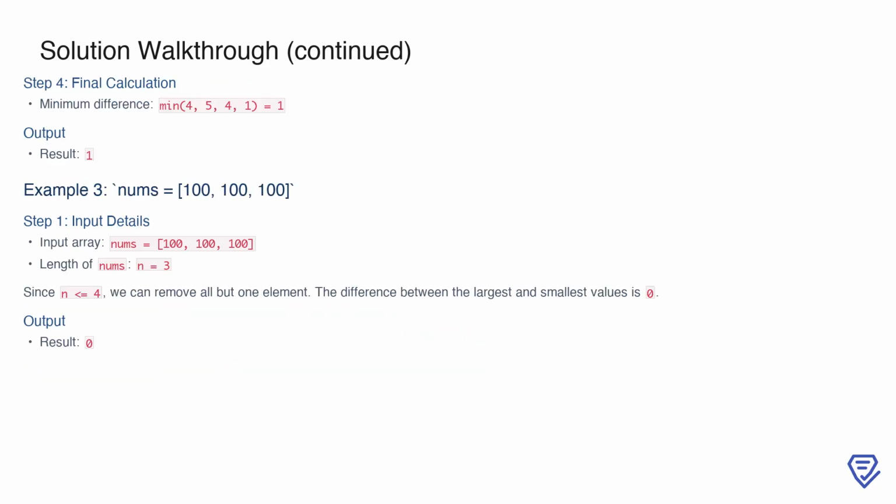From the calculations, the smallest difference in example 2 is min(4, 5, 4, 1) = 1. Therefore, the output for this example is 1. Now, let's consider the third example where the input array is nums = [100, 100, 100]. The length of this array is 3, which is less than or equal to 4. In this case, we can remove all but one element, so the difference between the largest and smallest values becomes 0. Hence, the output for this example is 0.